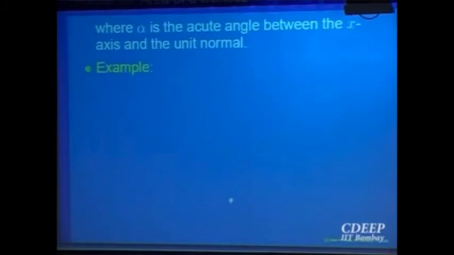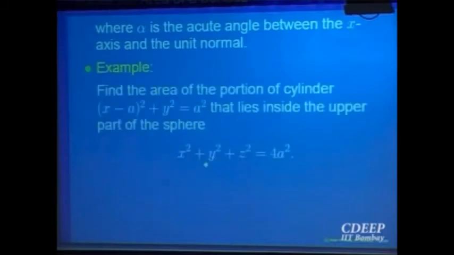Okay, let us see an application of this, why it is necessary to consider all possible cases. Let us find the area of the cylinder (x minus a) square plus y square equal to a square, that lies inside the upper part of the sphere x square plus y square plus z square equal to 4a square. So we are given a sphere of radius 2a and a cylinder. This is a cylinder, z is free. So a line parallel to the z axis is going to be the axis.